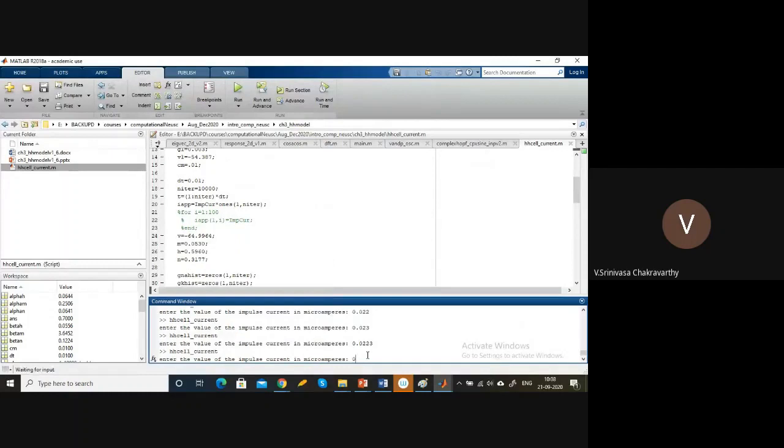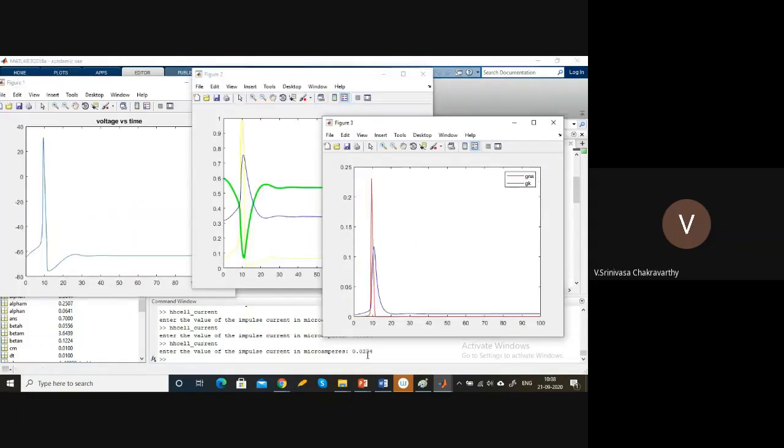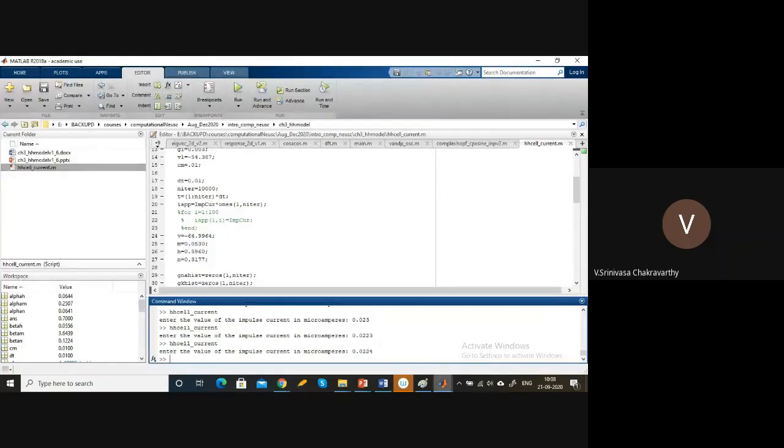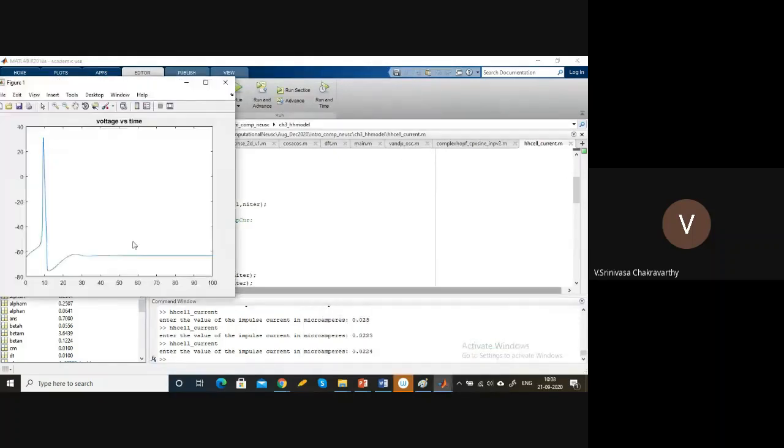Let us probe 0.0224. Okay, see that. Between 0.0223 and 0.0224, in the fourth decimal, some magic happens. Suddenly you see this nonlinear response emerging. So that's an action potential.